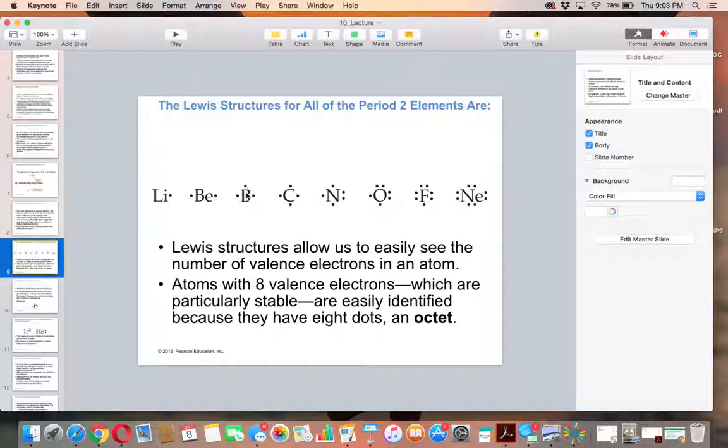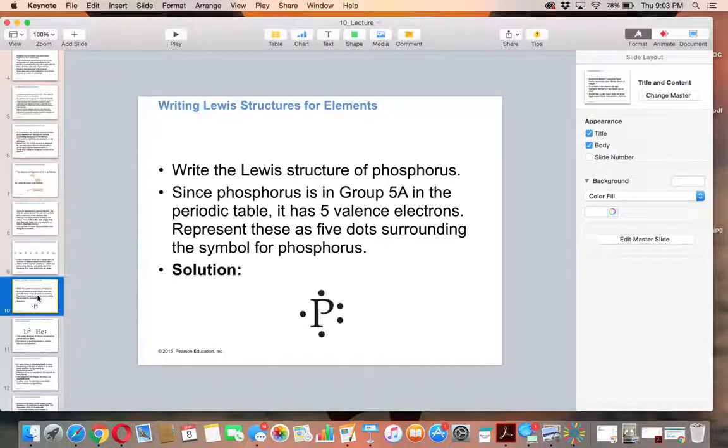There are some exceptions that you can see right here. Beryllium, even though it is a metal, does tend to bond covalently. Boron will only have 3 bonds. Hydrogen can only form 1 bond. So those are 3 exceptions that have less than an octet. And then you'll see later on that when you get to phosphorus or higher atomic number, they can have more than an octet. So write the Lewis structure of phosphorus.